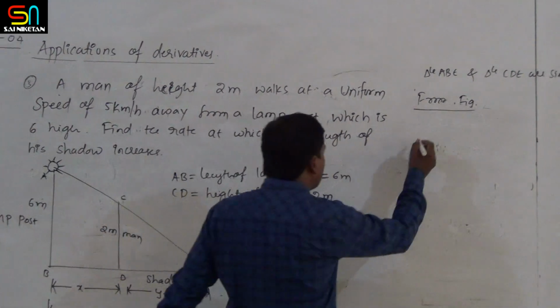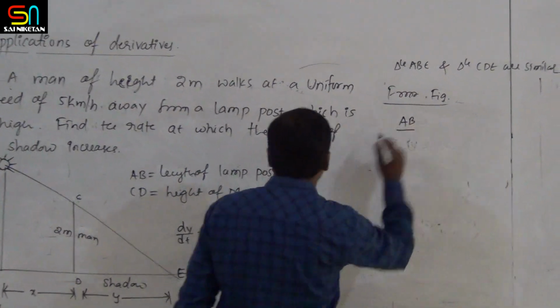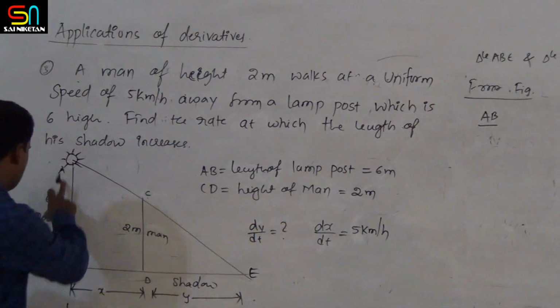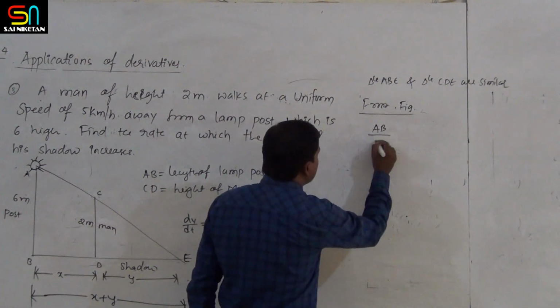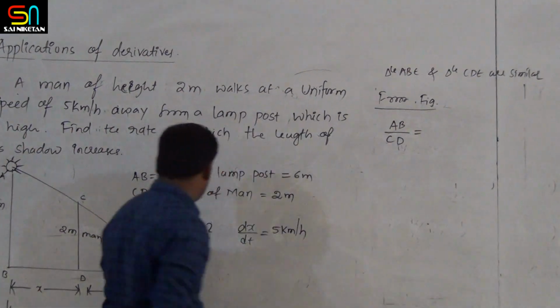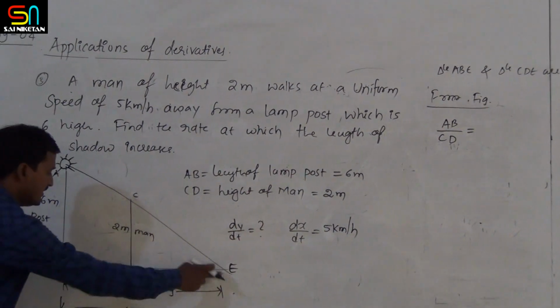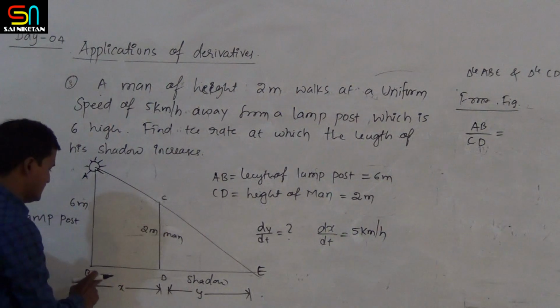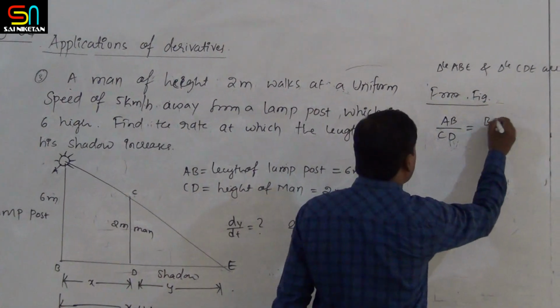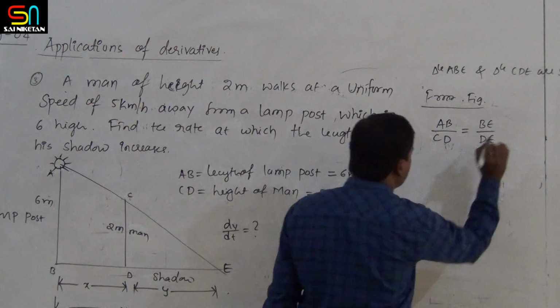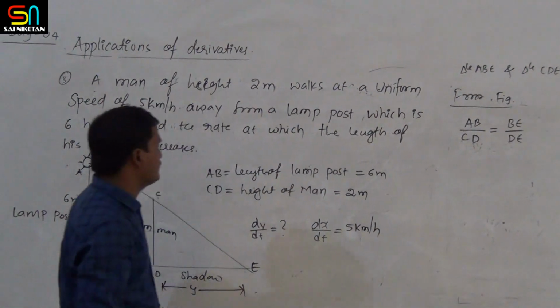So therefore, from the diagram we will write AB divided by CD. That is equal to how much? BE divided by DE, right? Is it right? Now we have to substitute the values.